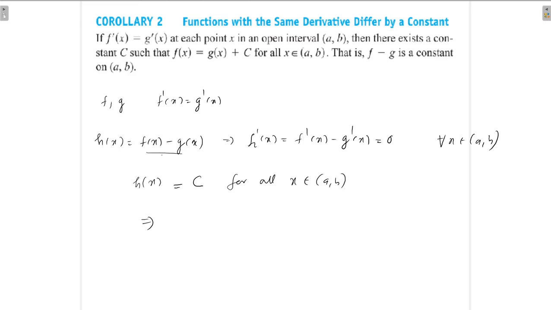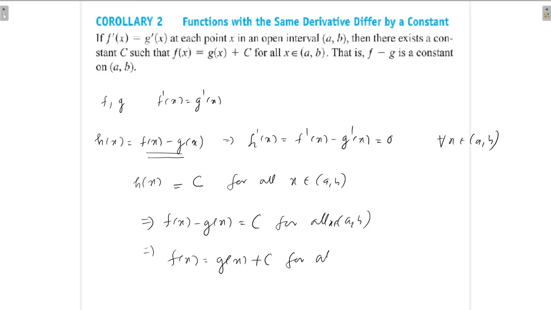So what is h of x? h of x is defined as f of x minus g of x. So we have f of x minus g of x equal to a constant for all x belongs to AB. So consequently we can write f of x equal to g of x plus c for all x belongs to AB. So this proves the second consequence.